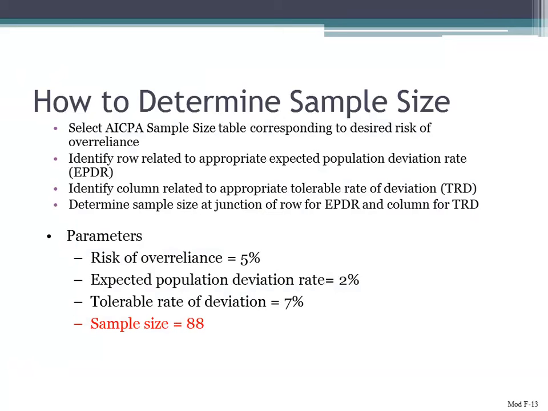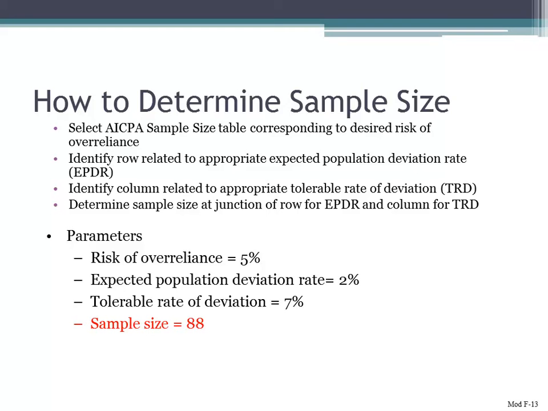How do we determine sample size? Again, I kept talking about these AICPA sample size tables, and if you look in your text, I'm pretty sure it's in Module F. Yes, it's in Module F when we talk about attribute sampling. So if you look at Exhibit F6 and Exhibit F7, you'll see it's on page, well, if you have the custom text, it's page 598. If you have the full text, it's page 760, or the ebook, it's page 760.